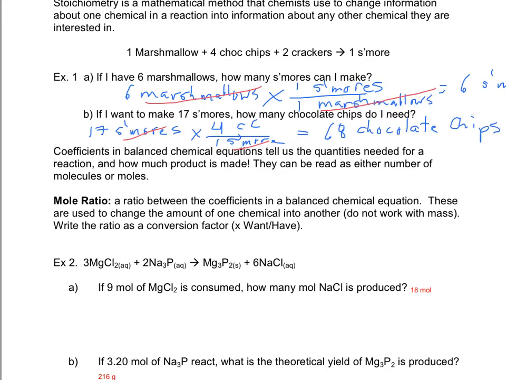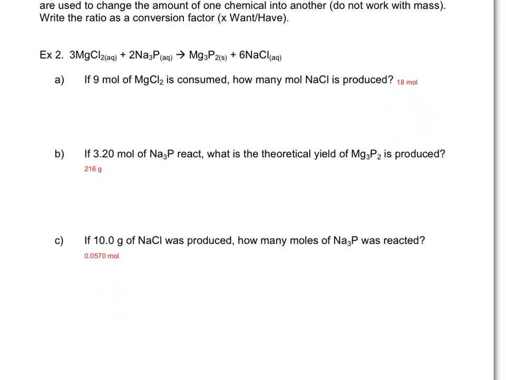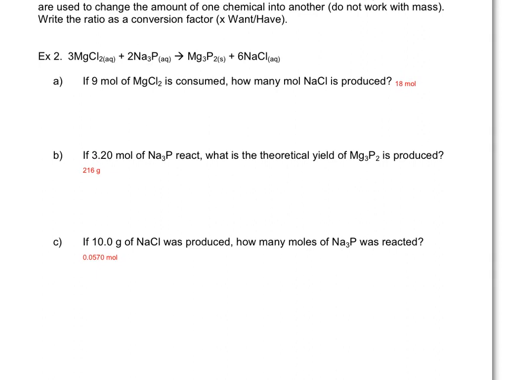Here's the answer for B. If I take 17 s'mores and times it by the conversion factor, 4 chocolate chips for 1 s'more, I need 68 chocolate chips. The exact same principle works with chemicals. Let's have a look at example 2.